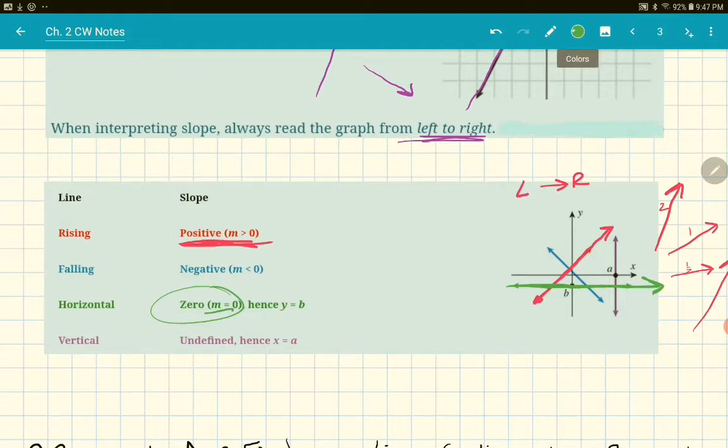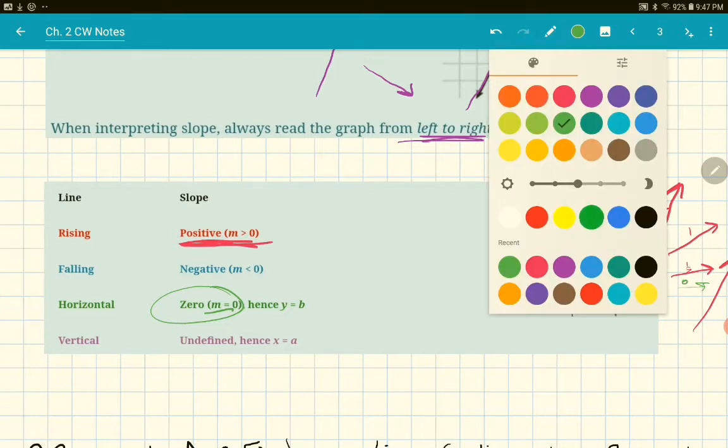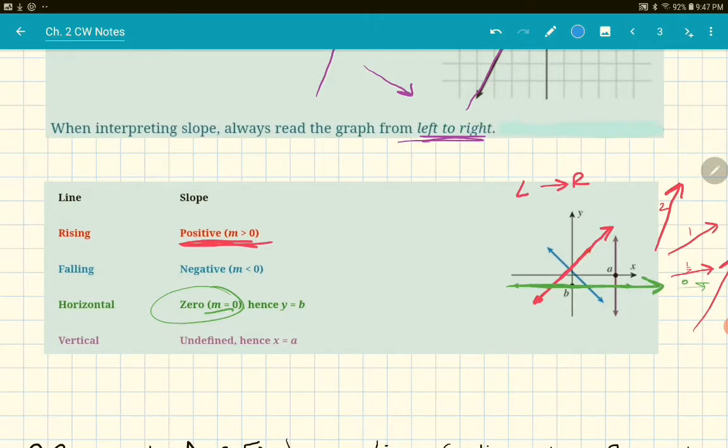And then if I keep going, it starts going negative. So if I go down a little bit, that's like -1/2. Down a little steeper, that's like a -1. And down even steeper, that's like a -2. So this blue one going from left to right is going downwards. So it's a negative slope. That's falling from left to right.